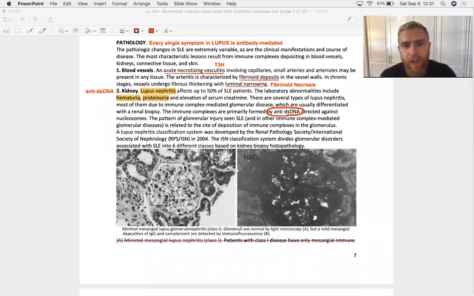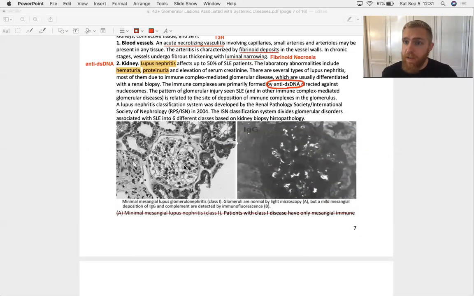What goes on in the kidney? Well, first of all, you see lupus nephritis, you know the patient's going to have an anti-double-stranded DNA titer. You know that's going to be elevated. How does it manifest clinically? Progressively worse degrees of hematuria and proteinuria.